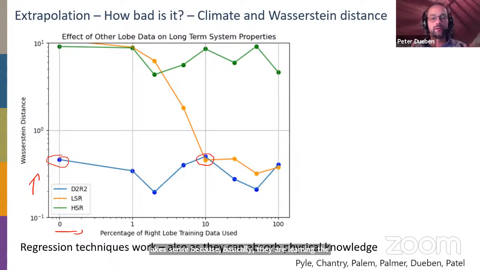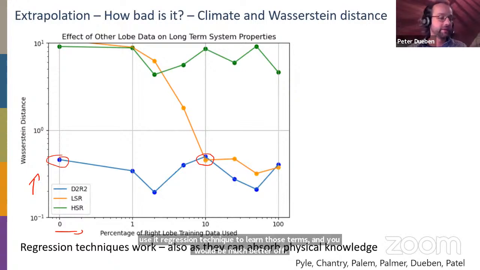You can literally get the equations that you've learned, the equation from the Lorentz 63 model, out of the regression technique. Therefore, regression techniques are also able to represent physical knowledge. If a domain scientist comes up with a couple of terms that are physically meaningful in the system, you can use the regression technique to learn those terms, and you would be much better off. So this is an example where physical knowledge can help.